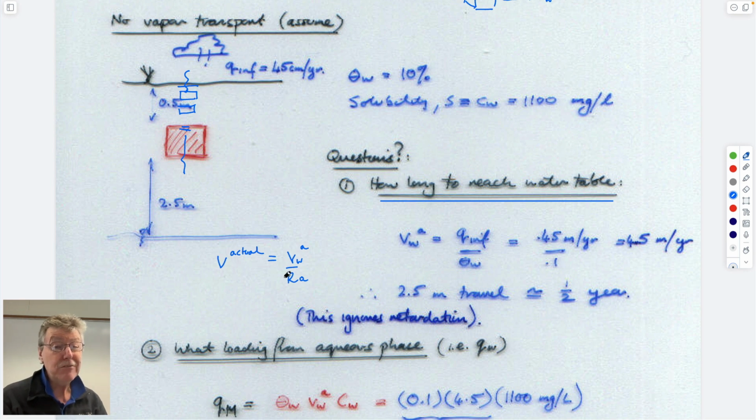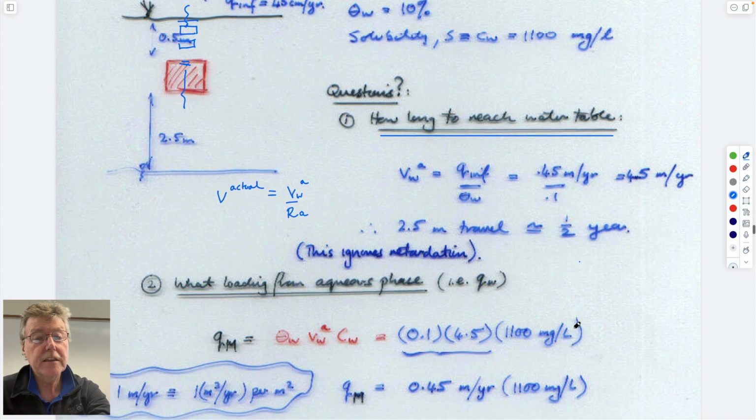If the aqueous retardation coefficient is greater than 1, then it will take longer, proportionately. So instead of half a year, if the retardation coefficient is 2, it'll take a full year. So it'll take it back to this magnitude.